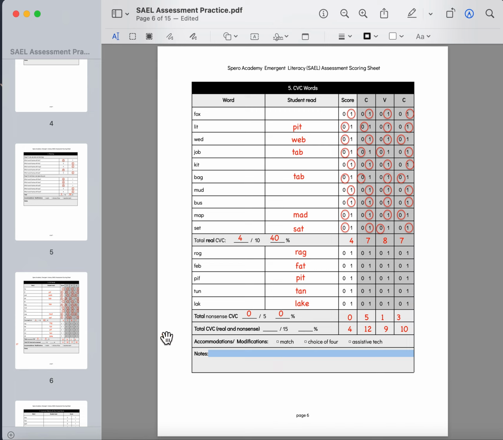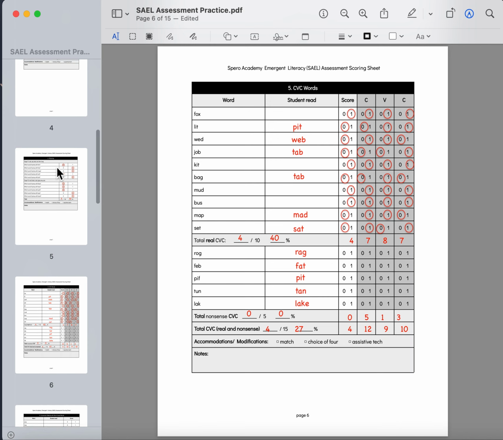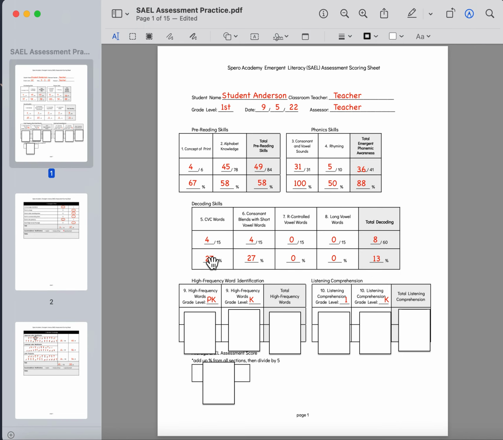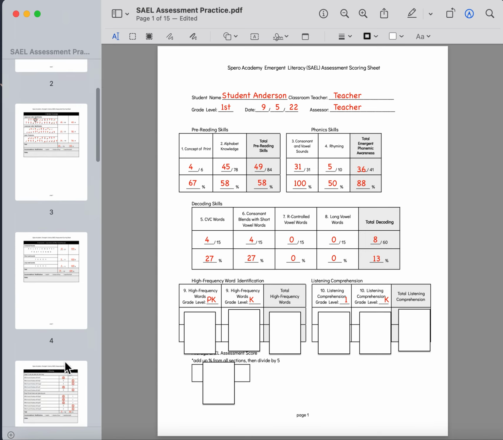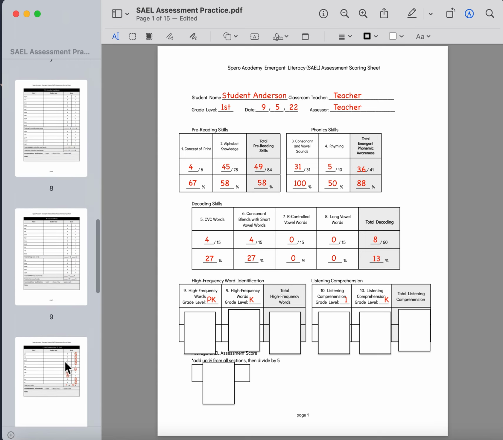So for the total nonsense, 0 out of 5. And then I'm going to do the total for all of the CVC words here, real and nonsense, 4 out of 27. Now I'll go back up, and I entered in all of my scores for the decoding. So we only got 4 out of 15 total, which is 27%. The next section that I want to show you is the high frequency word identification section.